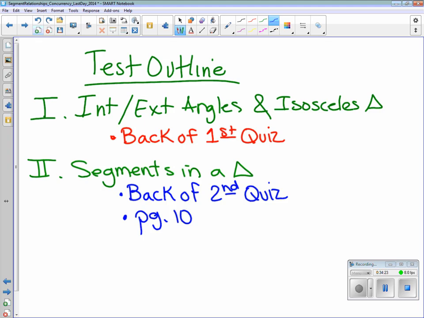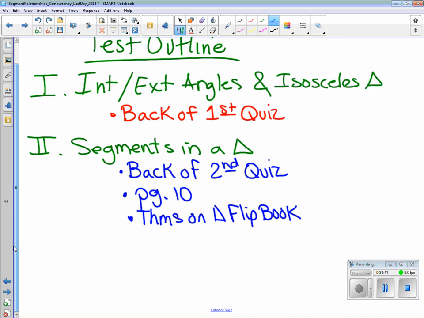Mid-segments of all of them. And then the theorems that we did today. You know, one side is double the other, or they're the same length, or something like that. That's kind of a big section. The third section is the triangle inequality. It's kind of like the front of the second quiz. And then the back.